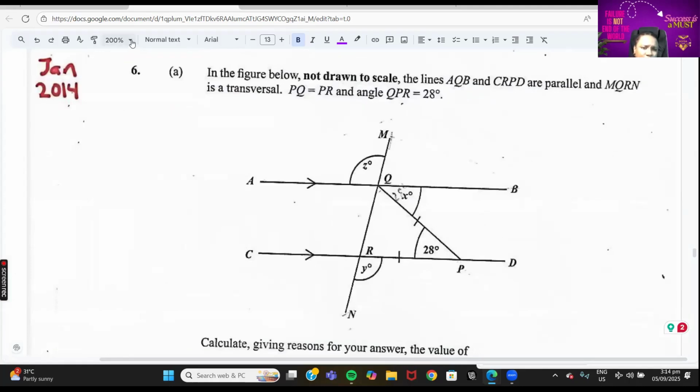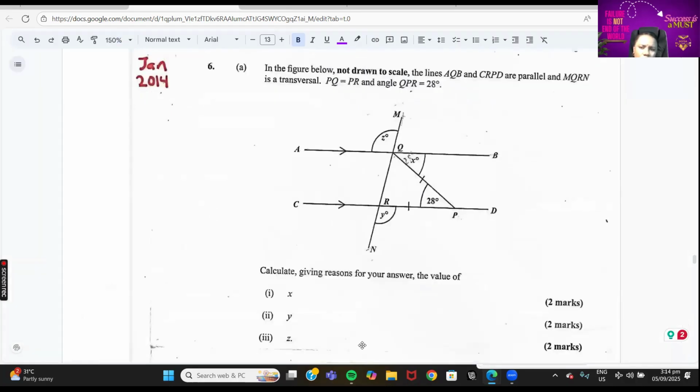This is from January 2014. Okay, so here it is. It says in the figure below, not drawn to scale.